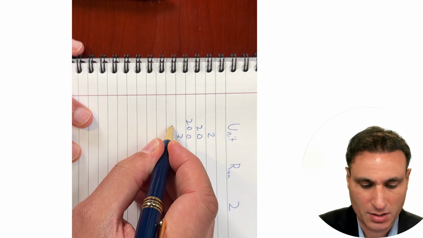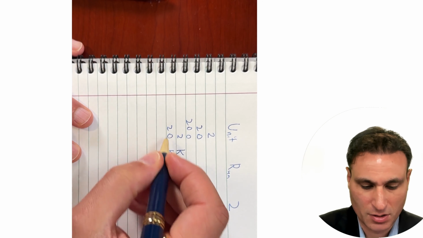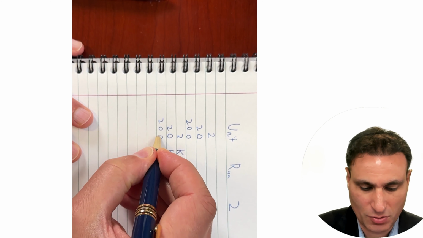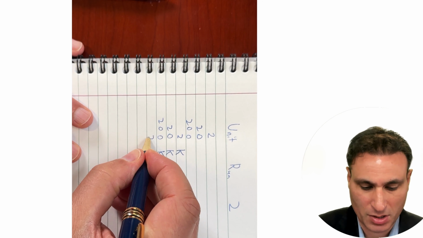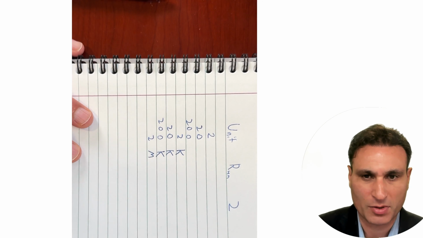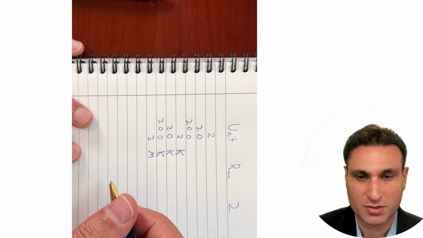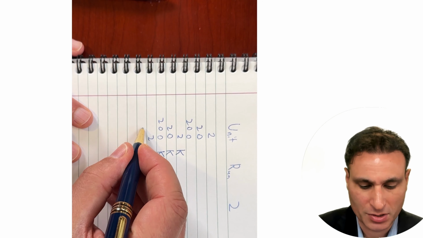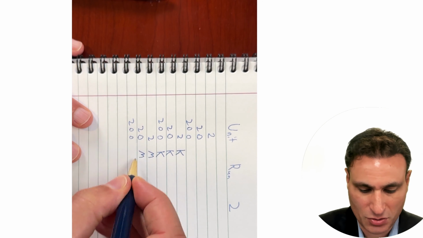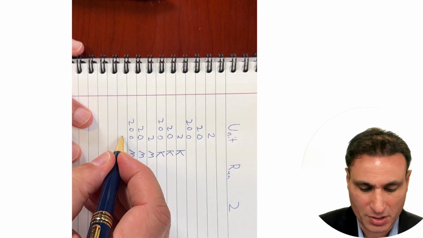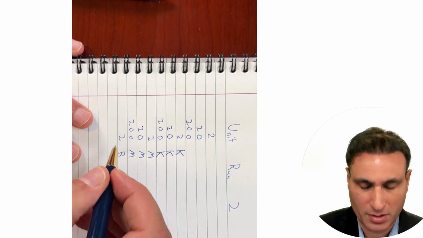2,000 times 10 is 20,000. 20,000 times 10 is 200,000. 200,000 times 10 is 2 million. We're going to go directly to 2 million without writing down 2,000 thousands. 2 million times 10 is 20 million. 20 million times 10 is 200 million. And 200 million times 10 is 2 billion.